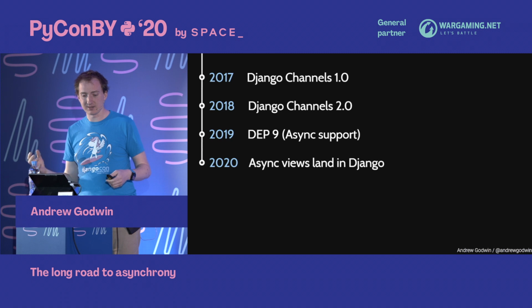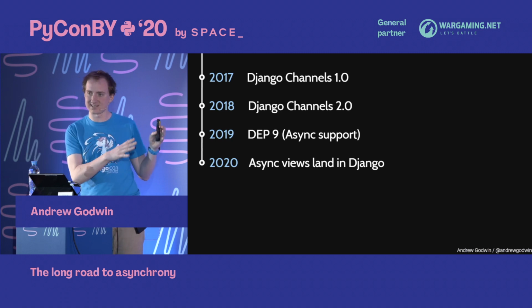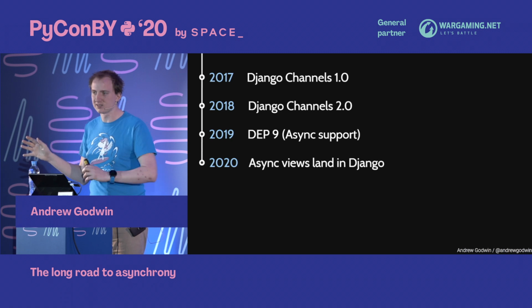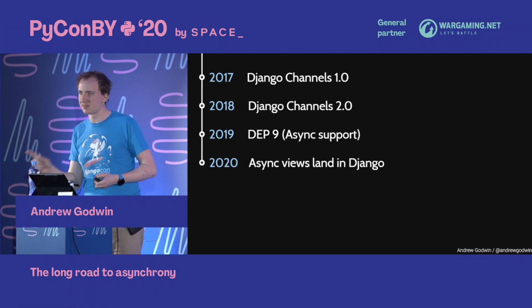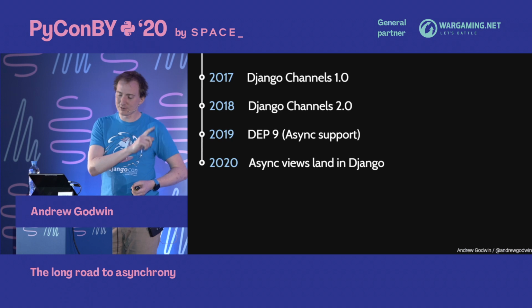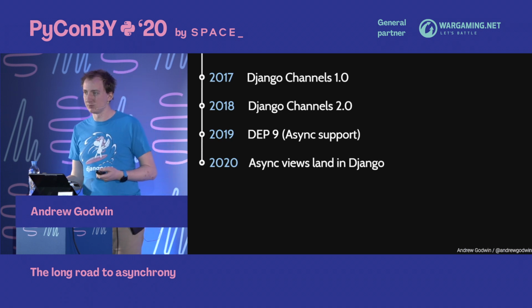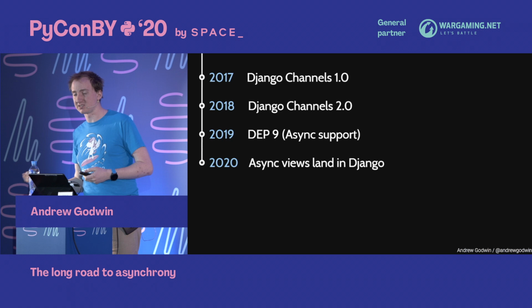And finally, it says 2020, like it hasn't landed yet, but the pull request is sitting in GitHub this week. So my hope is when the video goes up, this will be true. But this year, async views will land in Django. So Django 3.1 will almost certainly have those in it. And then the next step is having the ORM be async, probably in the next release after that.